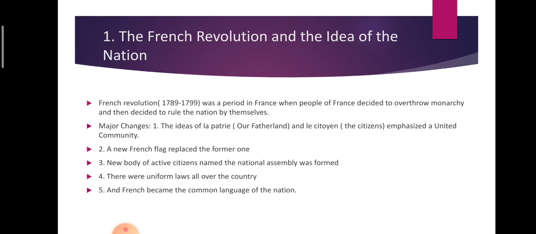Citizens means the persons or the citizens of France who get the right to vote. At that point of time, it was only the men who were 25 years plus and had some property with them. So the wealthy men 25 years plus were known as the active citizens, and a body of active citizens named the National Assembly was formed.